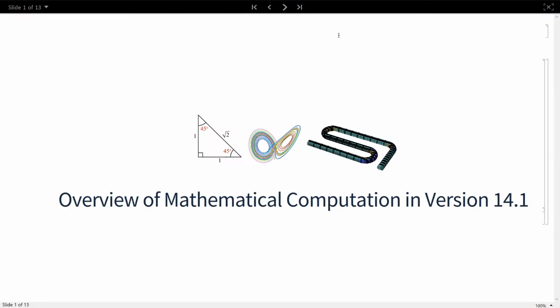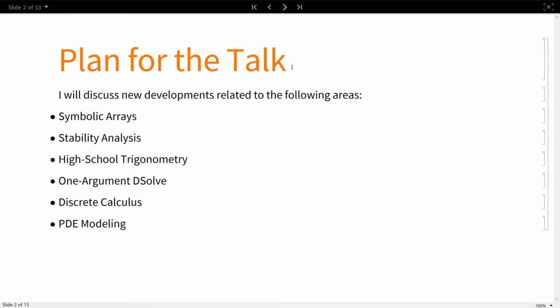Now, let me begin by giving you a plan for my own talk. In this talk, I'll discuss new developments related to a few areas. I'll begin with symbolic arrays, which we have talked about for a long time, 2.5, almost 3 decades, but never got around to doing them correctly. And I think this time we've got them right. Next, I'll talk about stability analysis, a very beautiful topic going back to Poincaré, and give you some insight into the new feature for differential and difference equations.